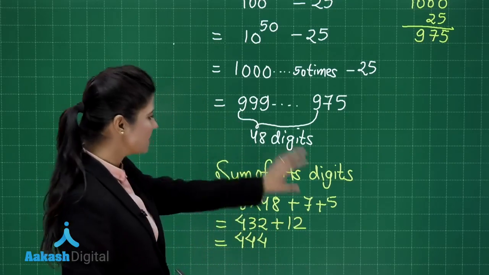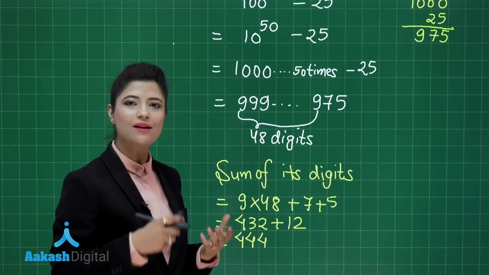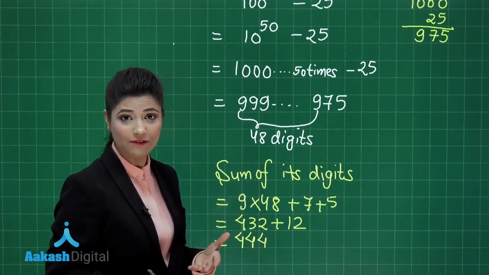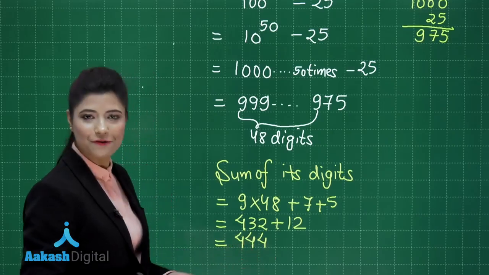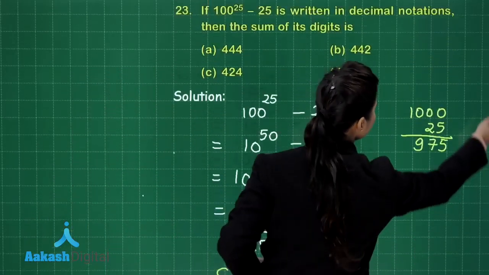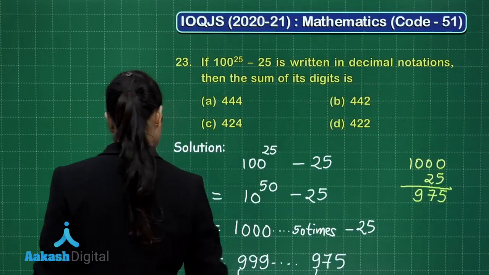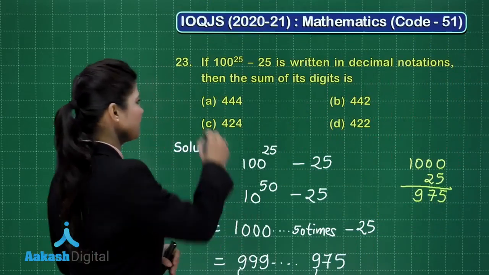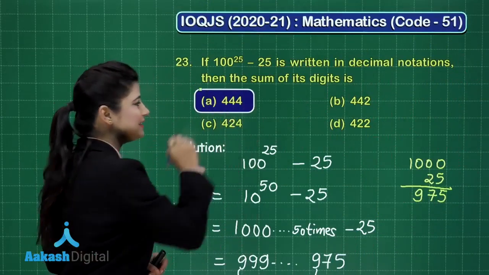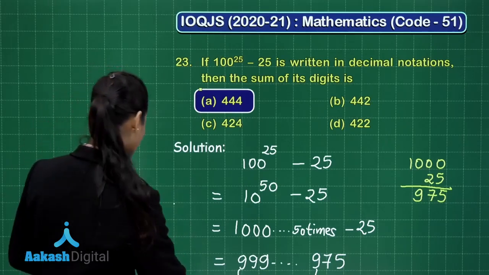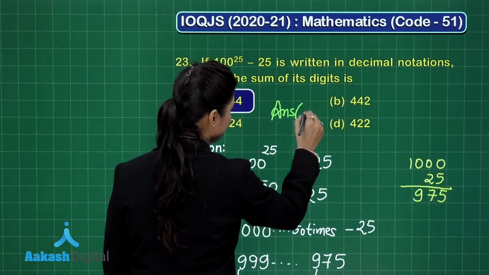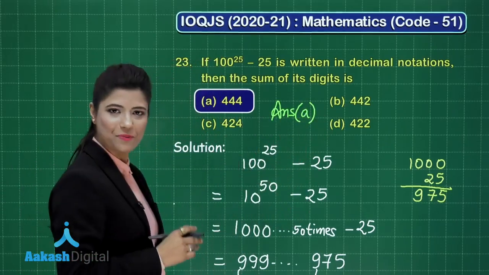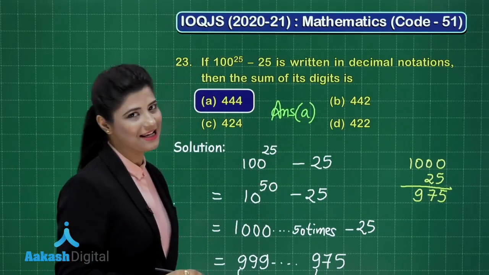The sum of the digits of the number 100 raised to the power 25 minus 25 is equal to 444. So we have rightly figured out the solution for this question. You can very well mark the answer, which is found in option A, 444. The required answer for this question is option A. I hope it's totally clear to you. Let's take up our next question.